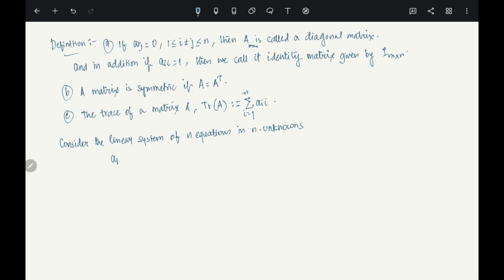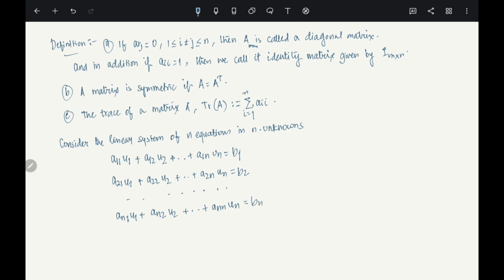How does the equation look? a11 u1 plus a12 u2 plus ... plus a1n un equals, let's say, b1. a21 u1 plus a22 u2 plus ... plus a2n un equals b2, and it goes on like this, and lastly an1 u1 plus an2 u2 plus ... plus ann un equals bn. Let's just write it like this.